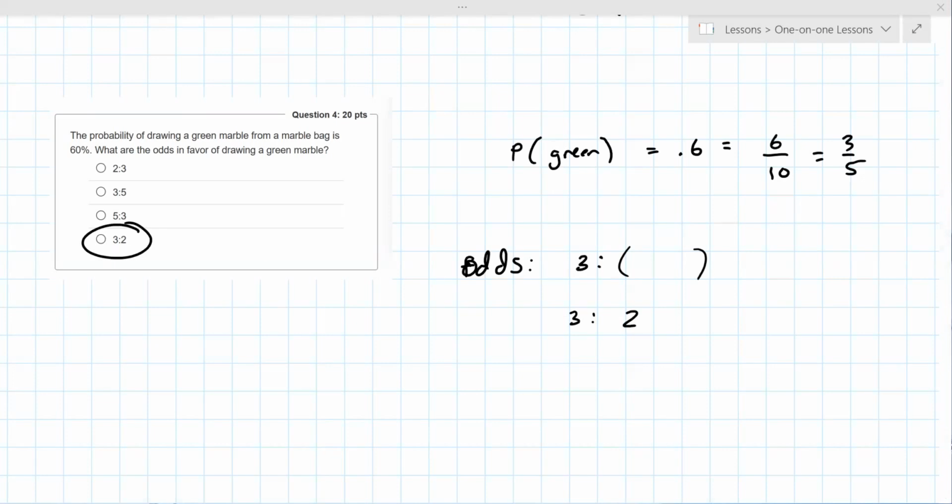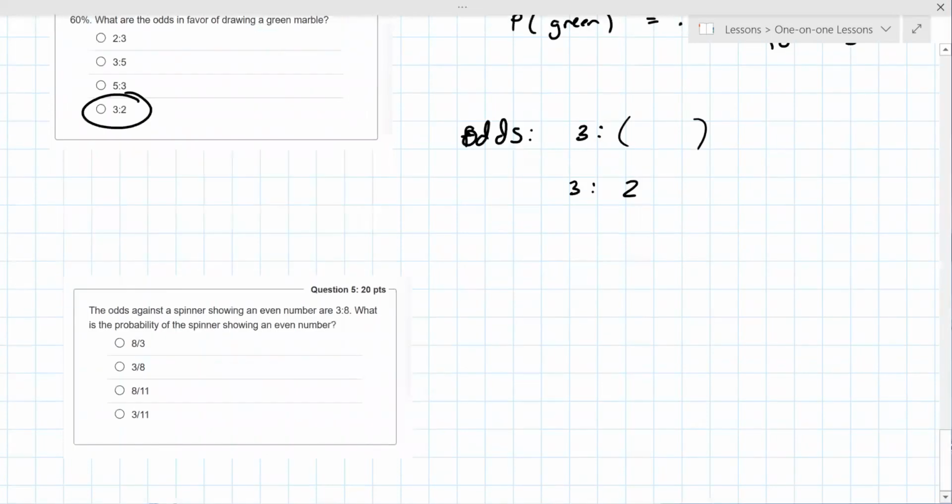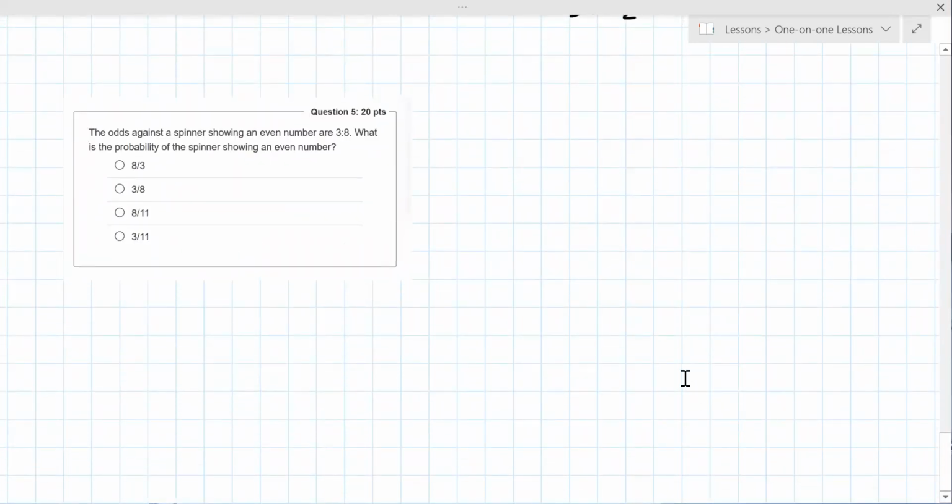We like to think of well, actually, the next question is what I was thinking we do first. It's easier to go from odds to a probability. So the probability of the event here, because the odds are 3 to 8, that 3 goes up top, and the bottom number is 3 plus 8, which is 11. 3 over 11.